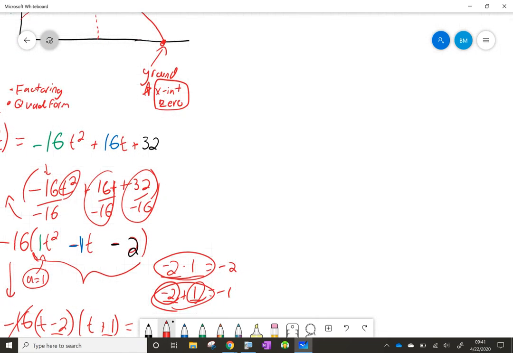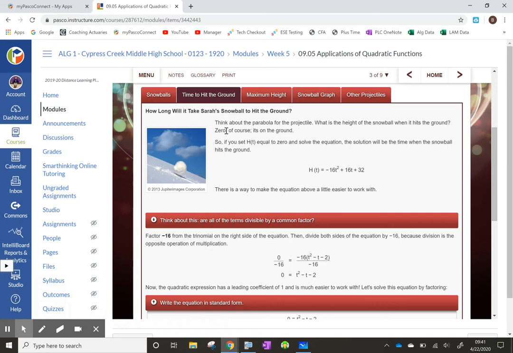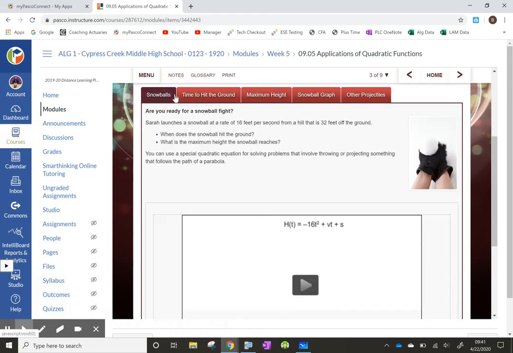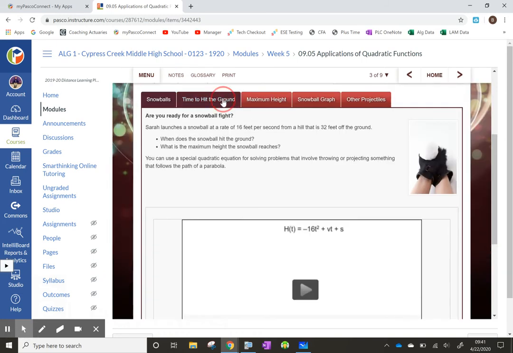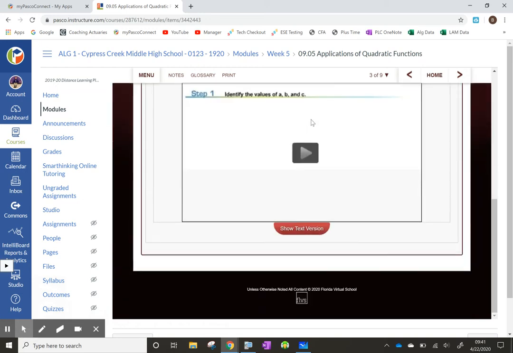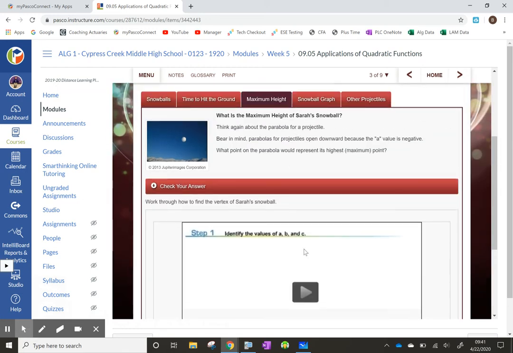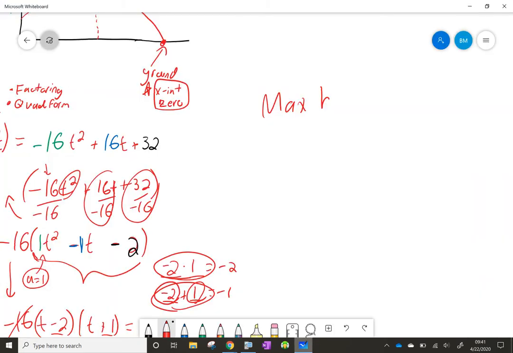So what if you wanted to find the max height, though? Max height is a code word for finding the vertex. So let's see here. Where'd the diagram go? I thought I had a diagram. Did it not have a diagram? I guess it doesn't have a diagram. But max height is your code word for vertex.